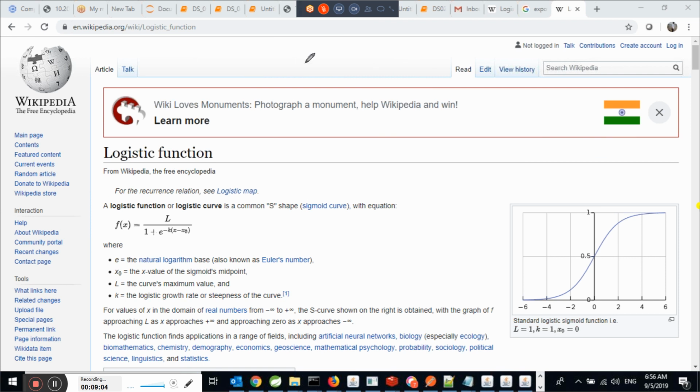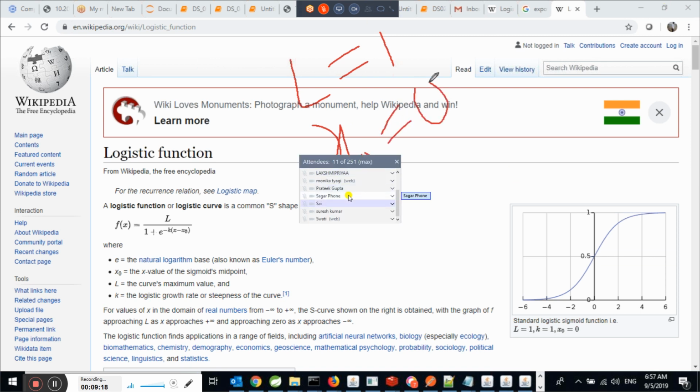So let's suppose the values are L equals 1, x naught equals 0, and k equals 1. K is nothing but the logistic growth rate. So I want to simplify this formula.